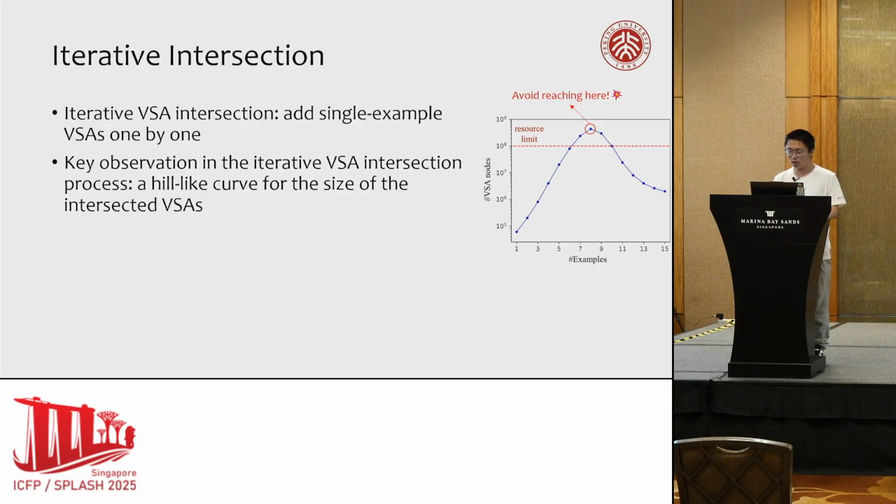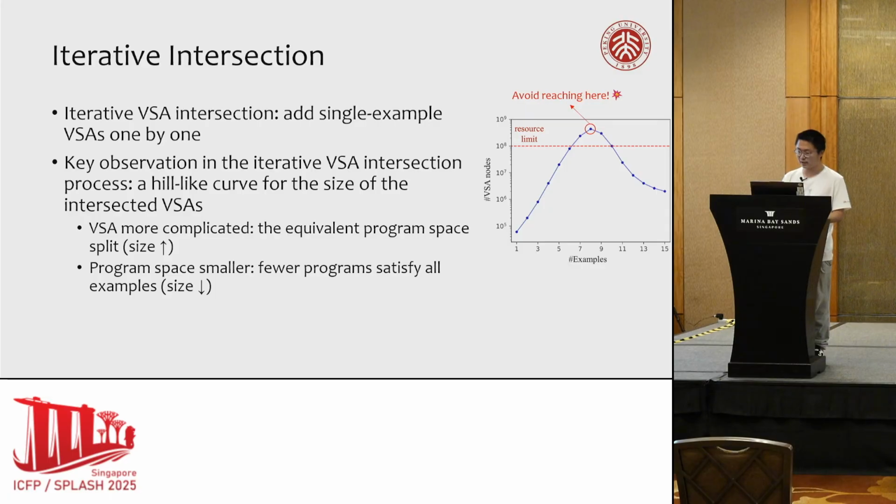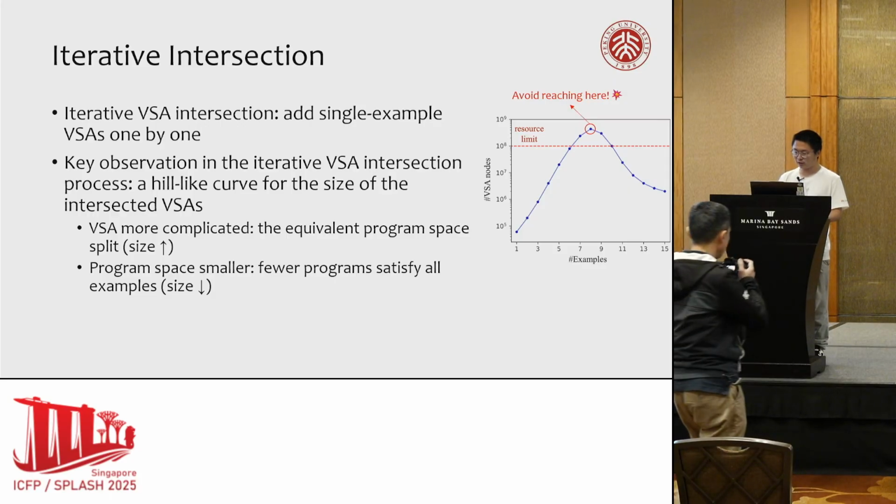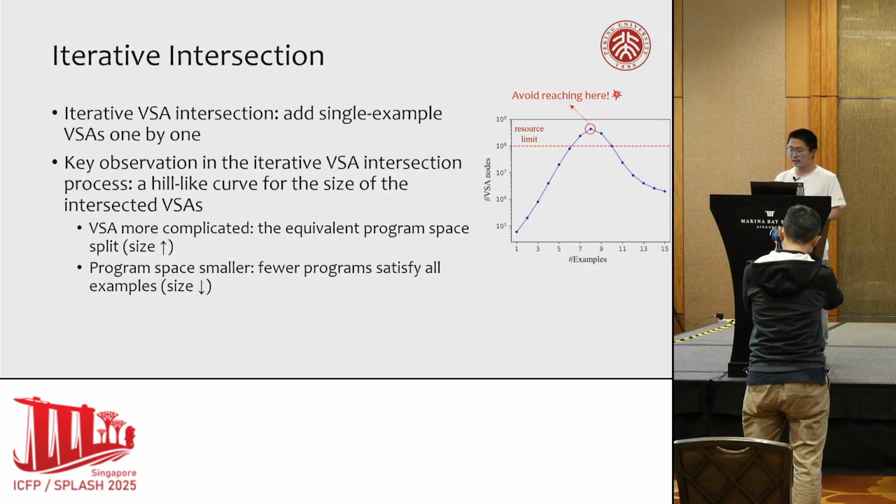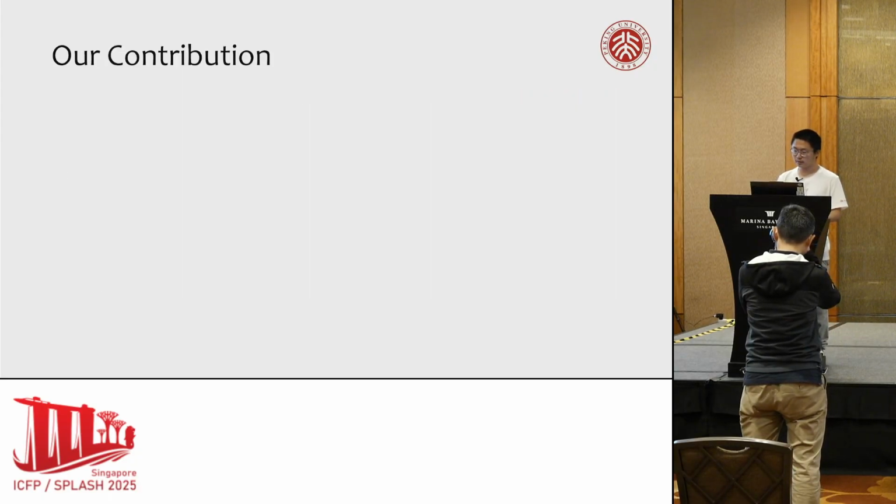So, when the curve forms a hill, there are two factors influencing the size of the VSA when new examples are added. On the one hand, the equivalent program space in a VSA node is divided into some program spaces when a new example is added, making the size larger. On the other hand, fewer programs will satisfy all examples, making the size smaller. That concludes the background part.